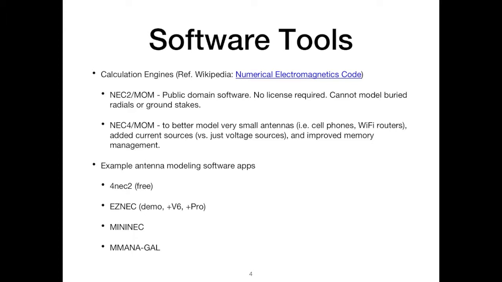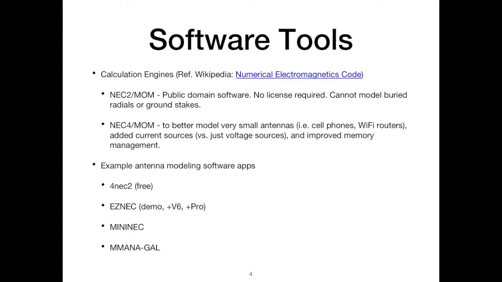And so over the years, someone came along and wrote the NEC 4 engine. It's written in C++, I believe. But people find more success with it in modeling smaller antennas. So some examples of applications you'll find out there to model these designs. For NEC 2, it's a freebie. The one I happen to use for the 160 meter delta loop is EasyNEC.